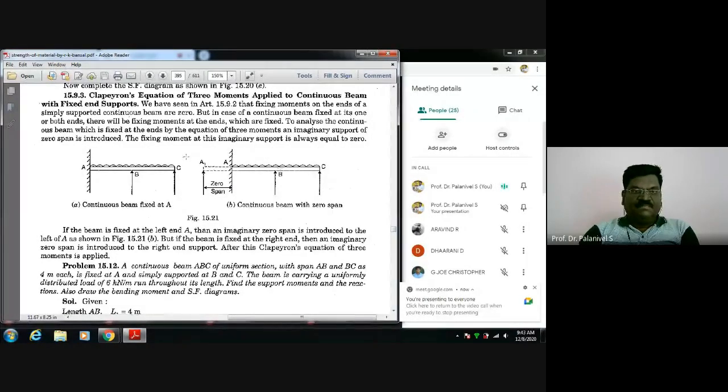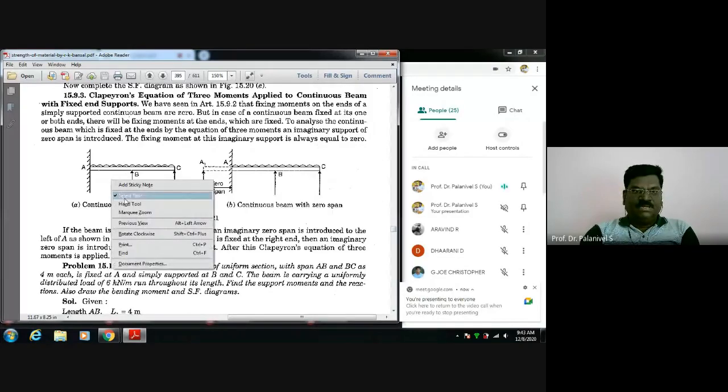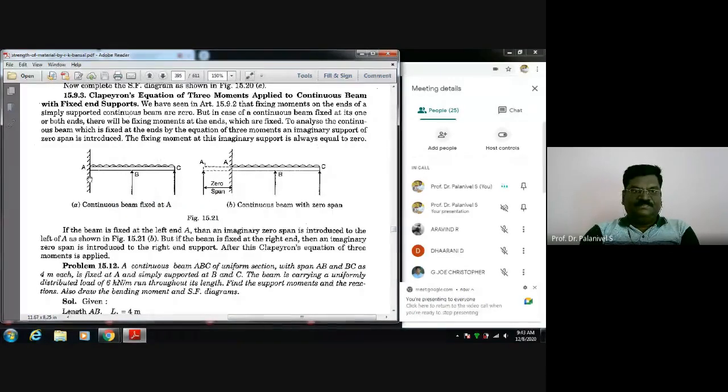Here we have a continuous beam. Earlier you have seen problems with a simply supported end here, simply supported end here, simply supported end here, and an intermediate support. Now one end is fixed. To solve such a problem, what to do? You have to assume a zero span. You have the given beam here. This is simply supported, support B also simply supported, C also simply supported, and A is fixed.